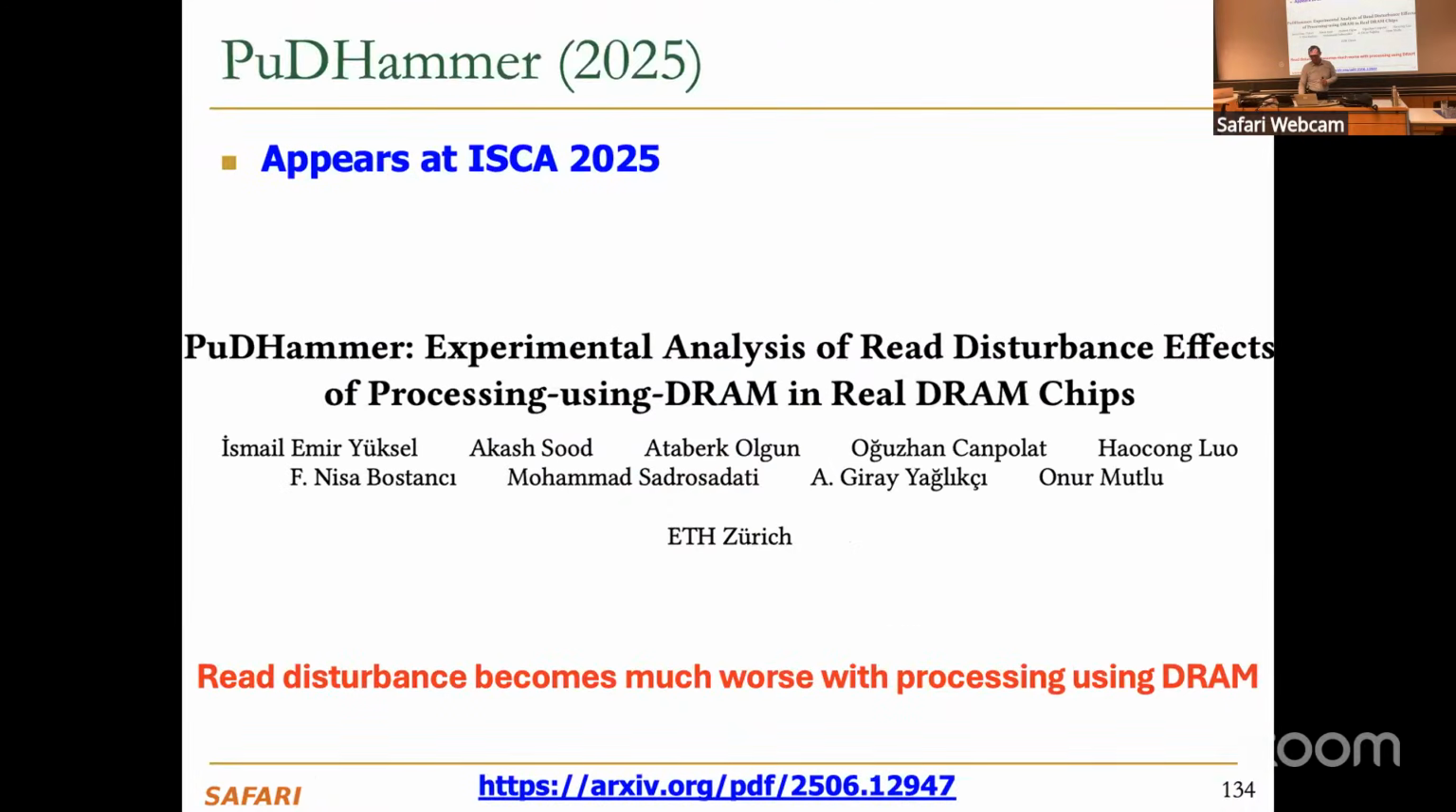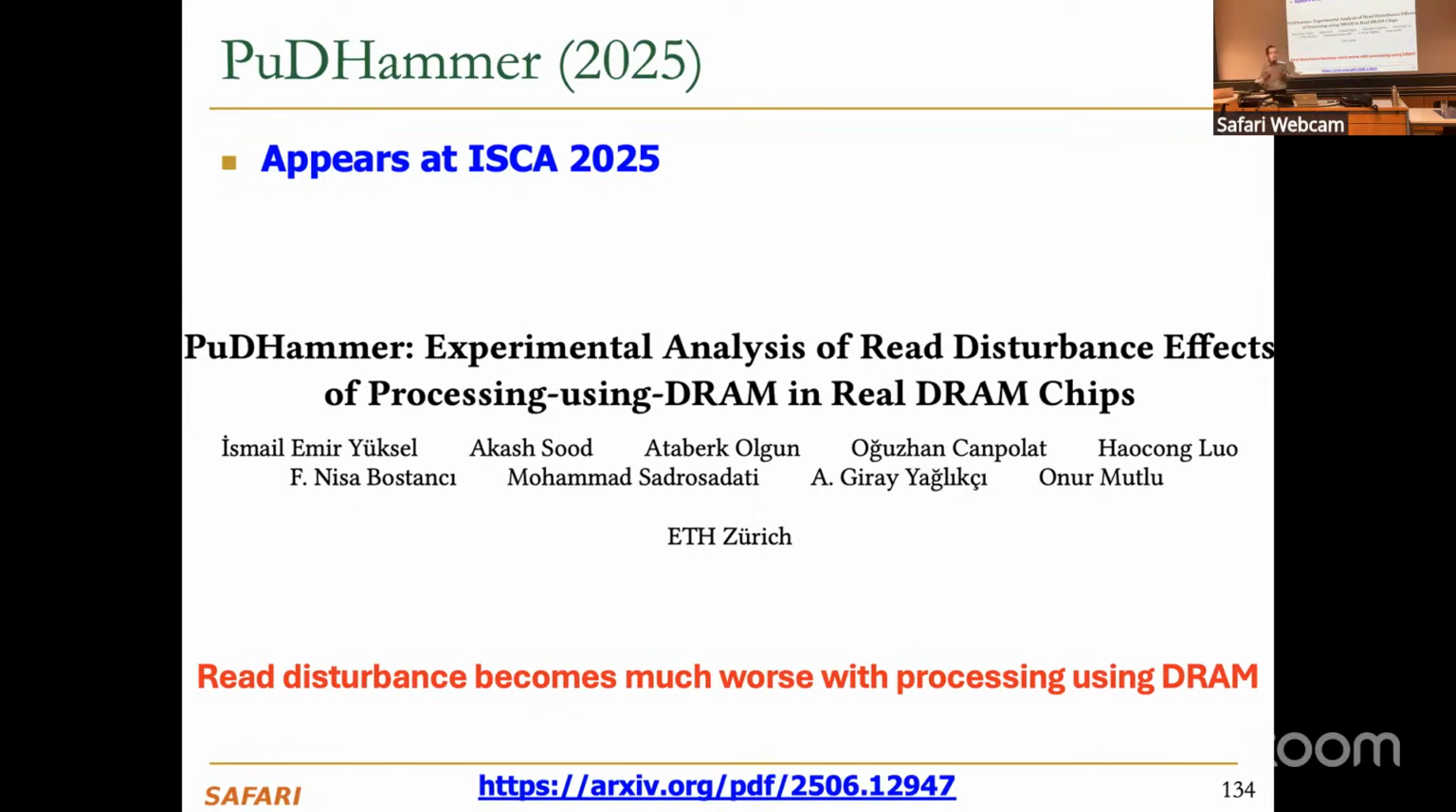Okay. And more recently, Ismail has also shown that if you actually do RowHammer and RowPress while using processing using DRAM, meaning multiple row activation, either simultaneous or consecutive, then you actually get even more bit flips. So you actually make the vulnerability much worse if you're doing processing using DRAM. This is a question that we've been getting many times: if you're doing processing using DRAM, what happens to RowHammer vulnerability? We have a lot of data to show that this becomes much worse. And solving this problem is not easy also.